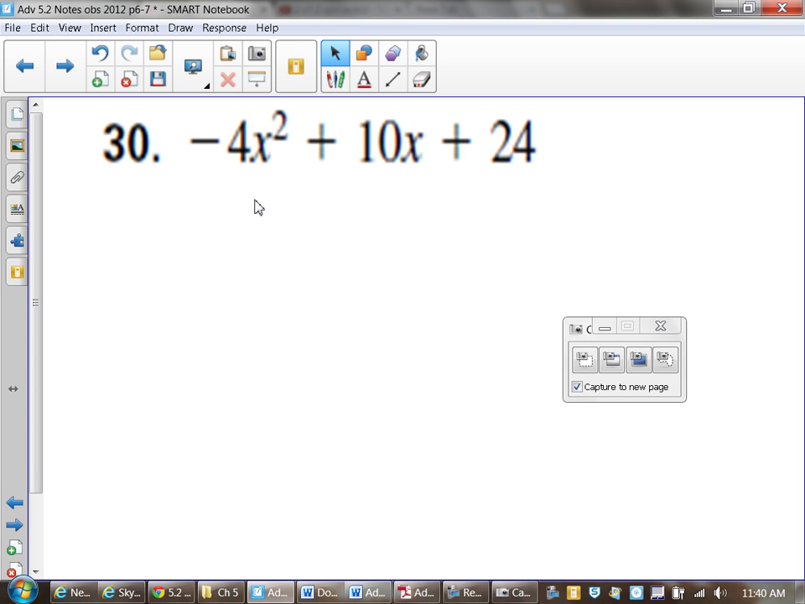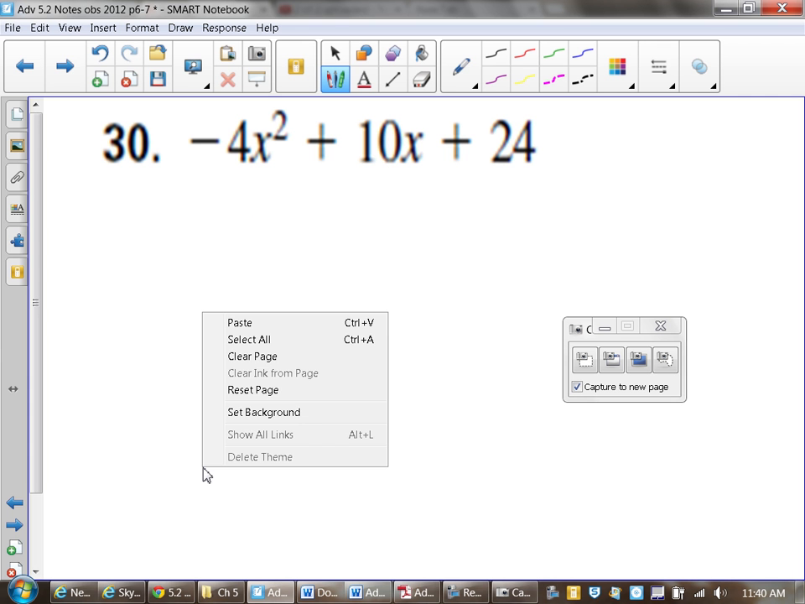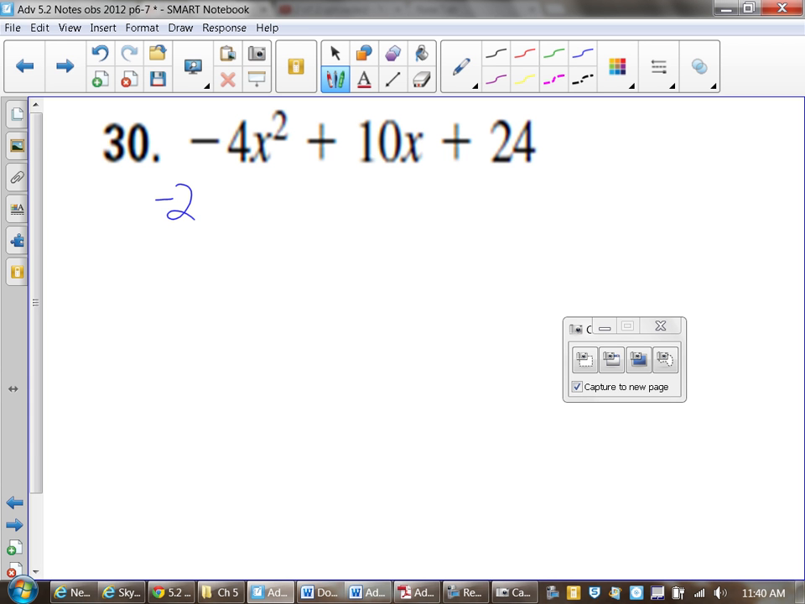Whenever you have a negative a value, the very first thing you want to do is factor out the negative. Do that right away. In this case here, I can divide everything by -2. GCF is 2, I'm just factoring out the -2, that's all. So I have a -2 coming out. That leaves me 2x squared minus 5x minus 12. -4 divided by -2 is positive. Positive 10 divided by -2 is negative. Positive 24 divided by -2 is -12. I'm bringing the negative out.